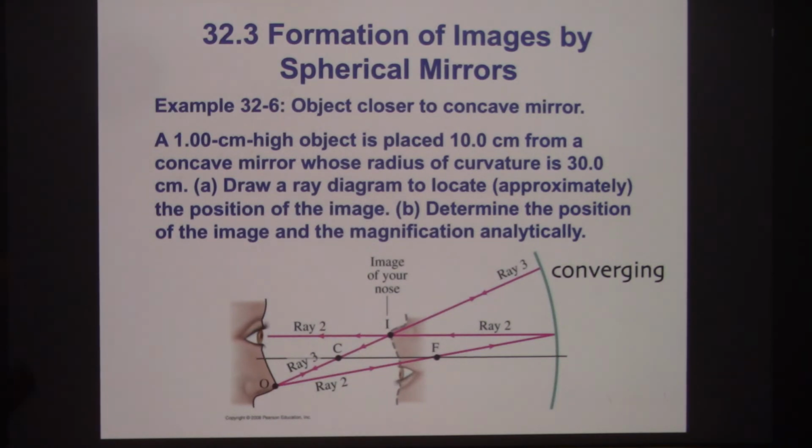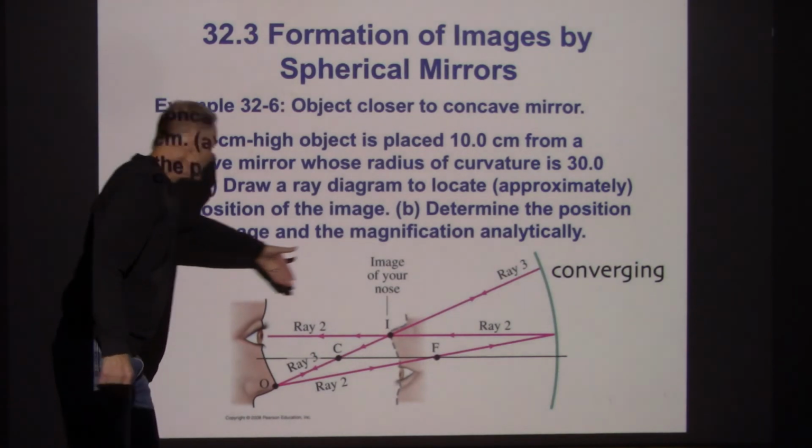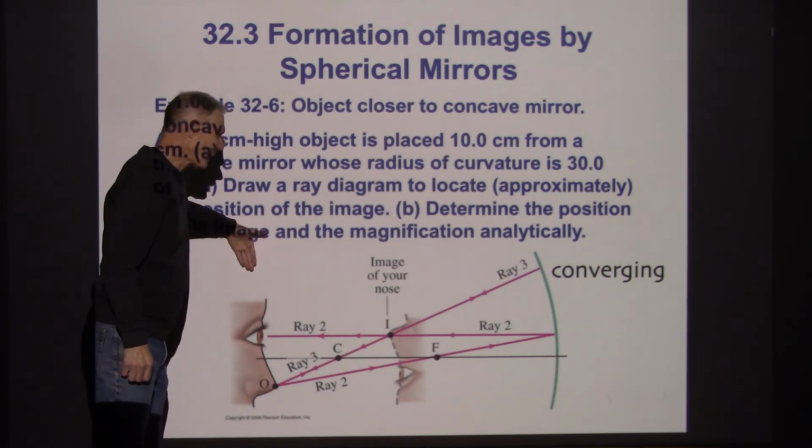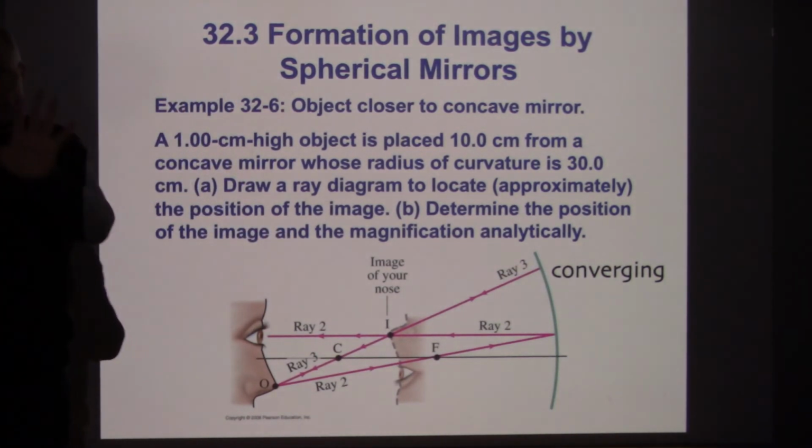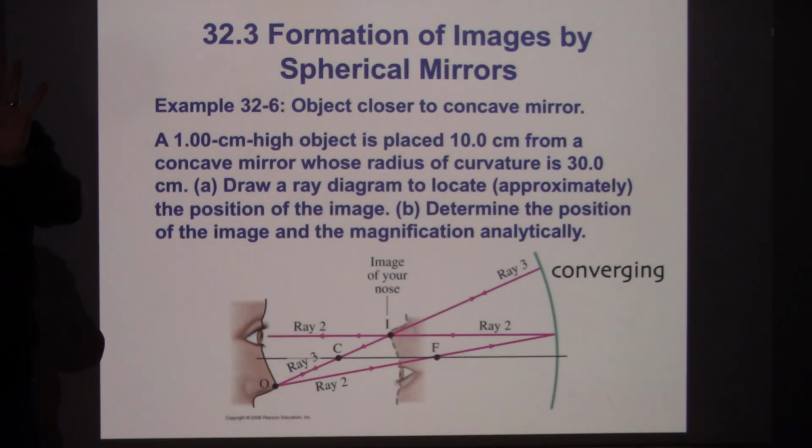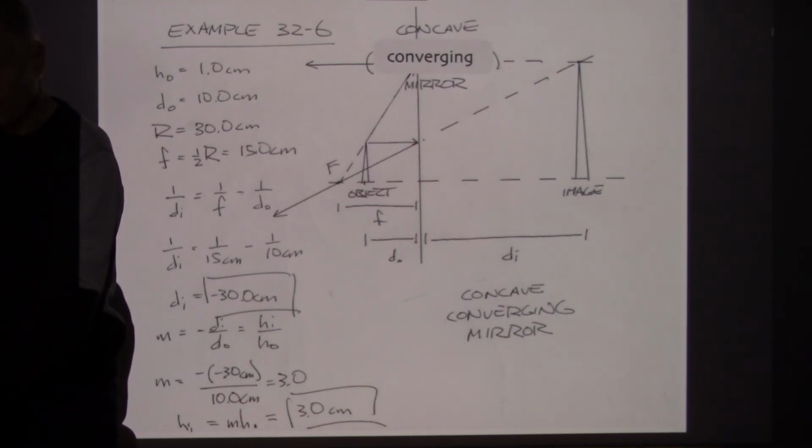So it looks like the image is inverted. It's a real image, and the image is actually closer to the person. The image is actually on the positive side of the mirror. It's closer to the person. So if you were looking at a mirror at this image, trying to judge how far away the image is, you would actually see the image out in front of the mirror rather than what we're used to with a bathroom mirror, which would be back on the other side of the mirror.